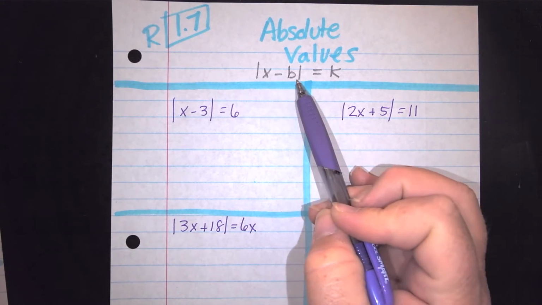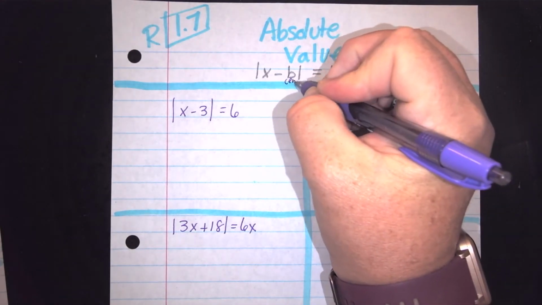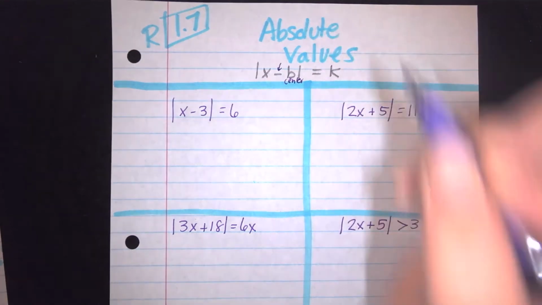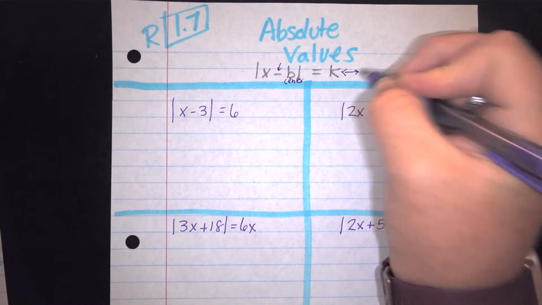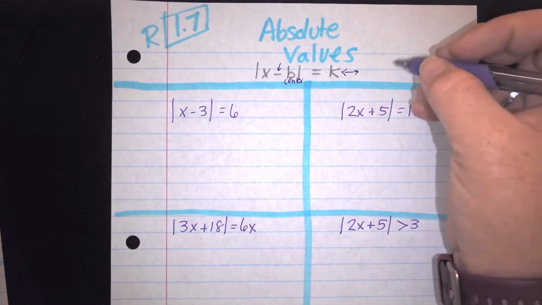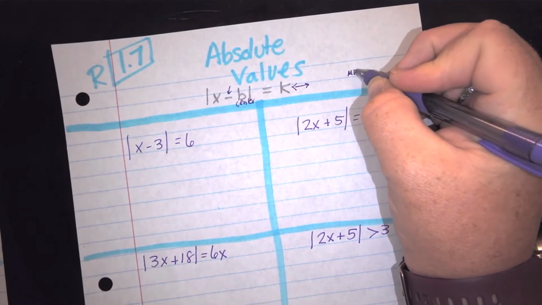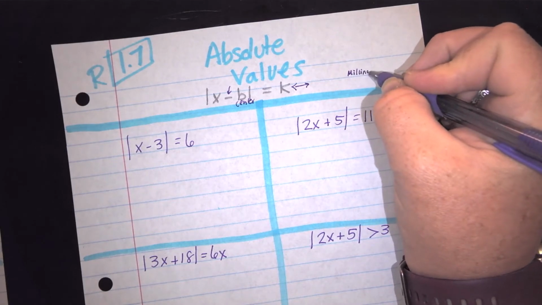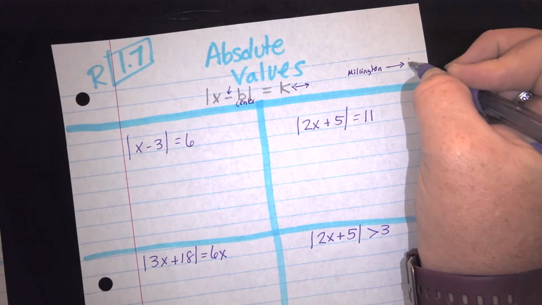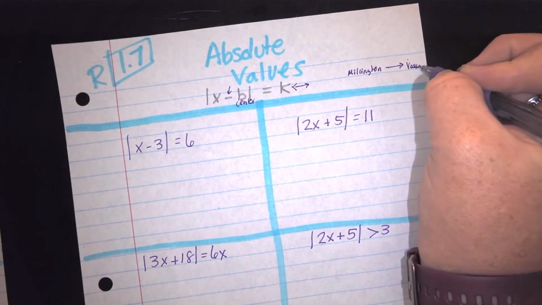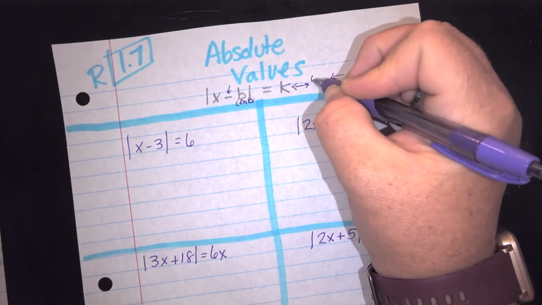Absolute value x minus b. B is your center part. Notice that it's always a minus, and the k is how far that you go either way. So great example of this, I'm going to put Millington in the center. It is 7 miles between Vassar and Otisville.